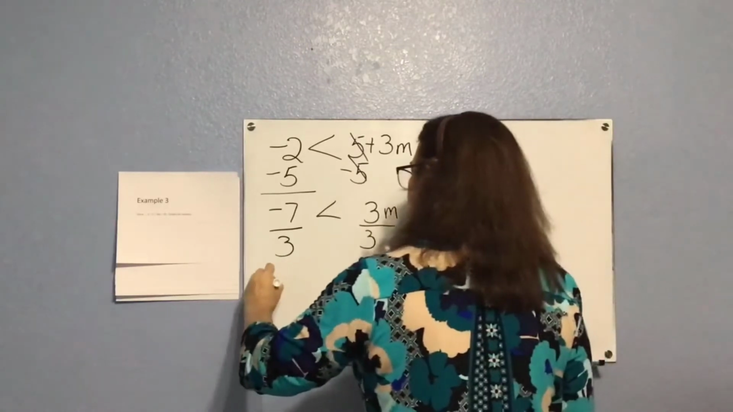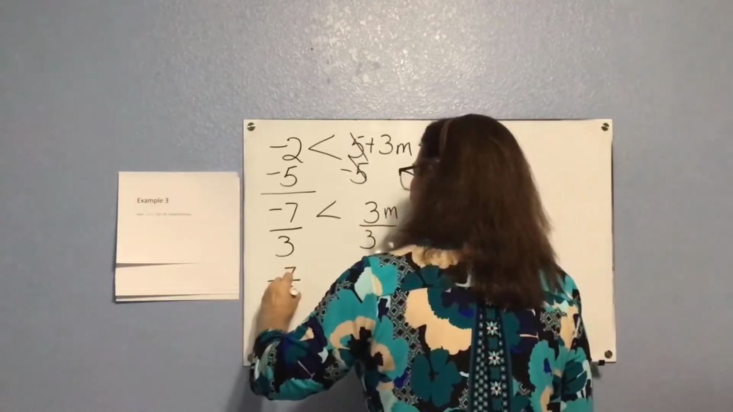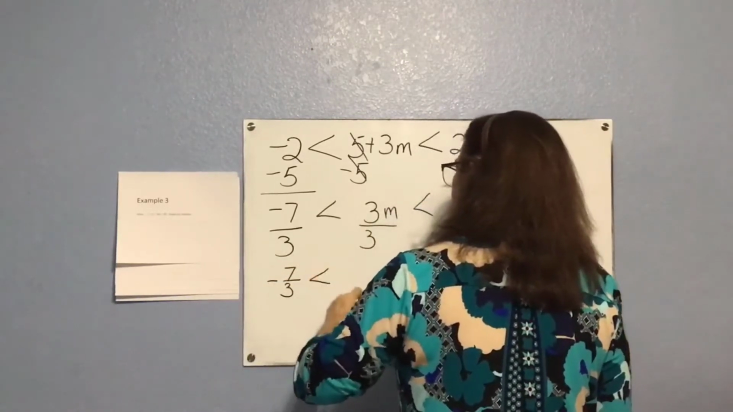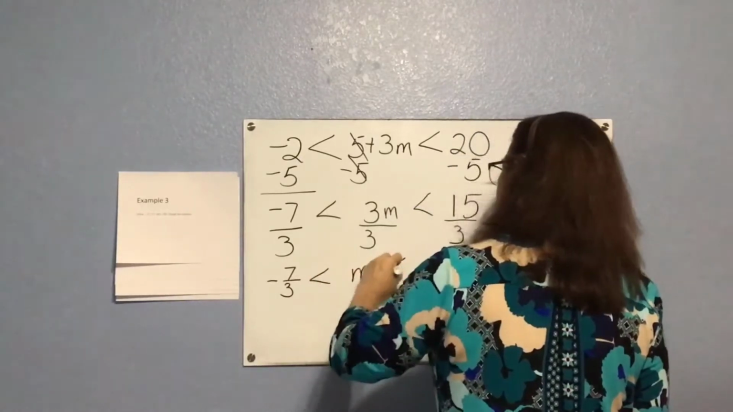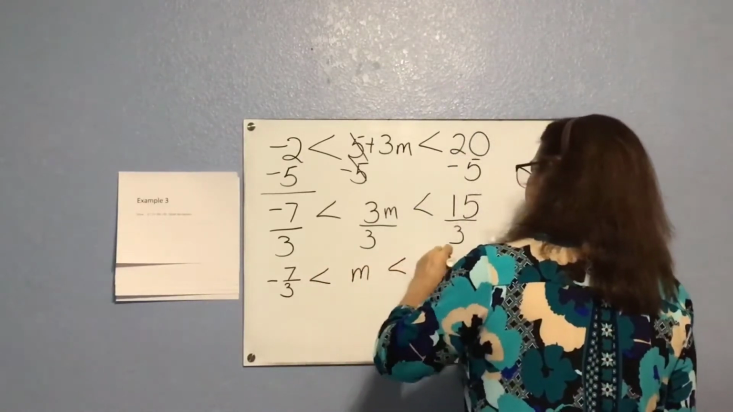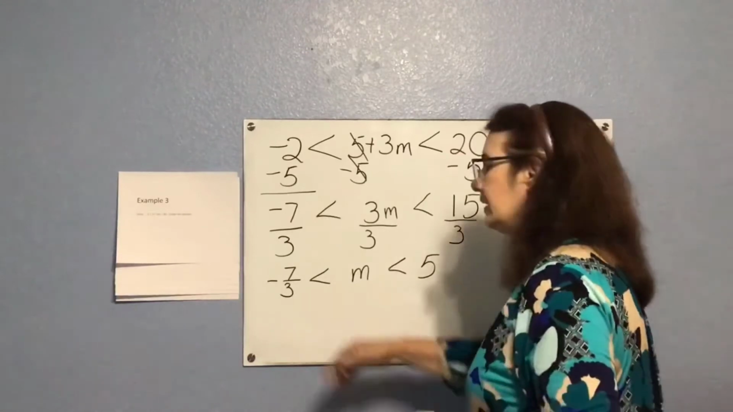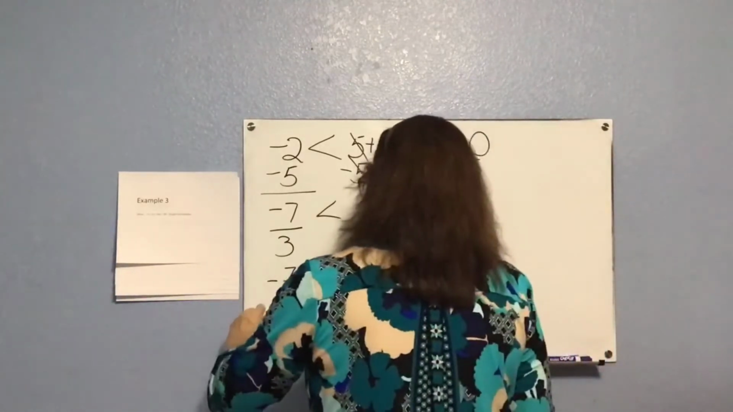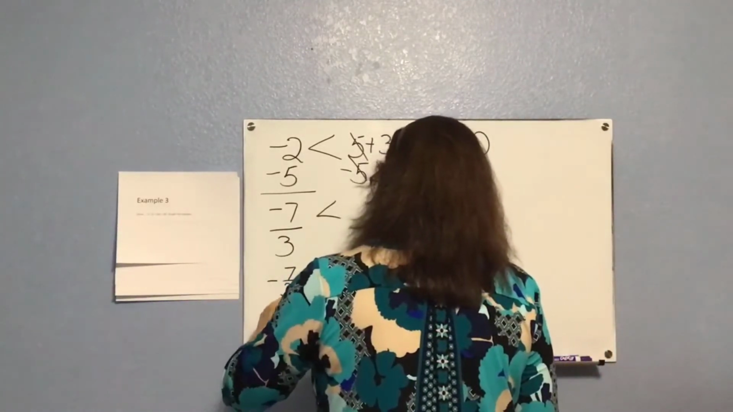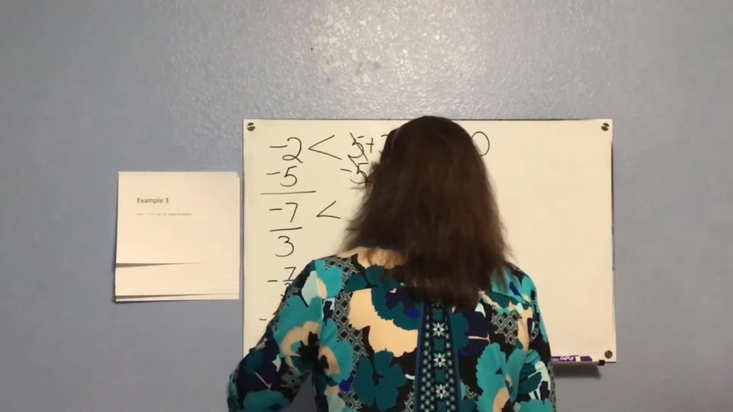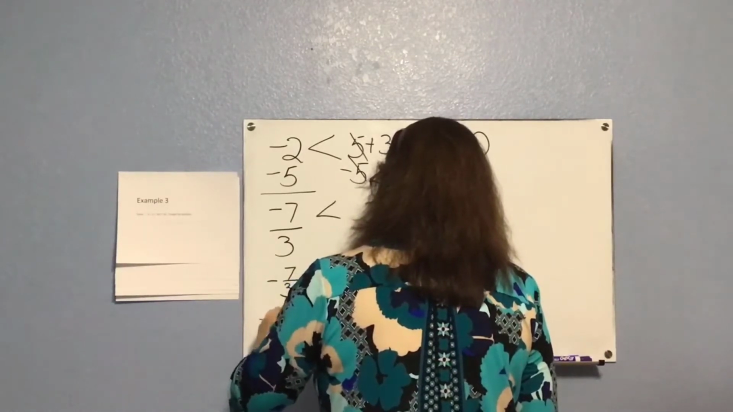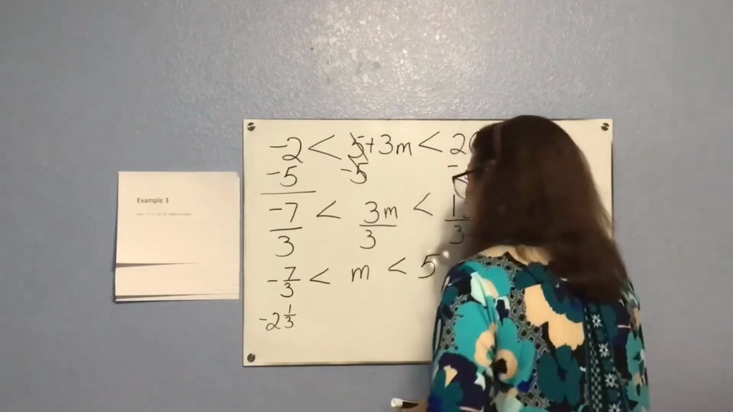Which gives me m is greater than -7/3 and less than 5. Okay, 7/3 is -2 2/3, 2 1/3, if you prefer to think of it that way.